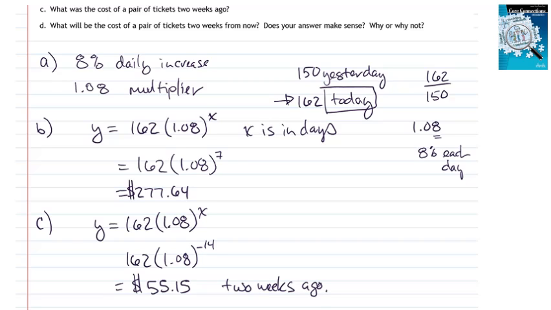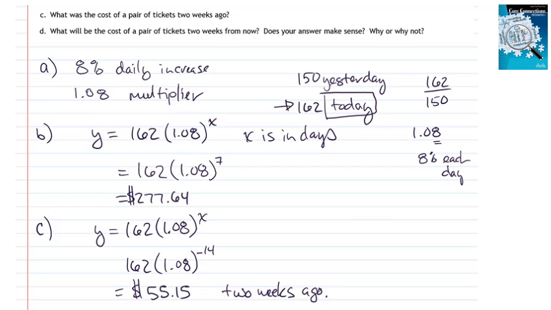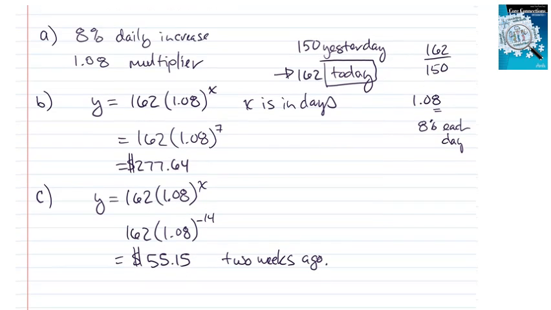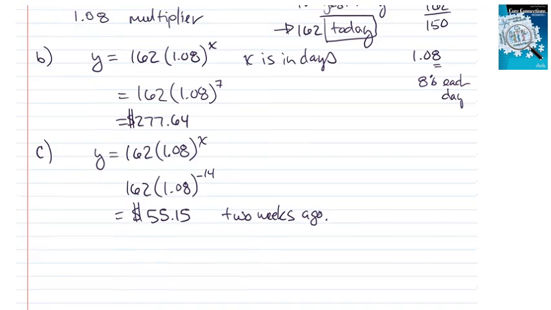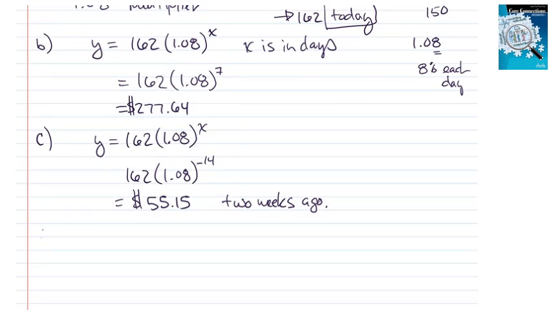And to be honest, I don't know the concert, but that seems like it could work. D says, what will the cost of a pair of tickets be 2 weeks from now? Didn't I already answer that? Oh no, I answered 1 week from now. Does your answer make sense? Why or why not? Okay, so 2 weeks ago it could have been $55. That would have been great if I would have bought them. Maybe that's when they went on sale. So let's do D and we'll finish this.